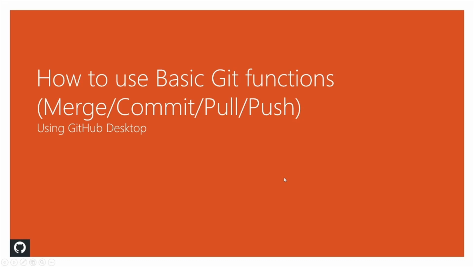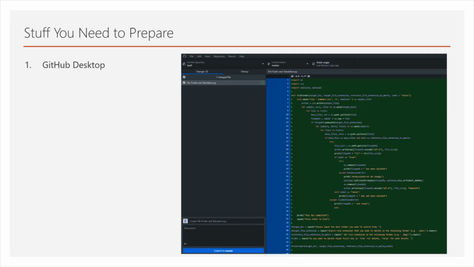Hello, today we'll be talking about how to use basic Git functions. We'll be talking about merge, commit, pull, and push. We'll be using GitHub Desktop as a platform.